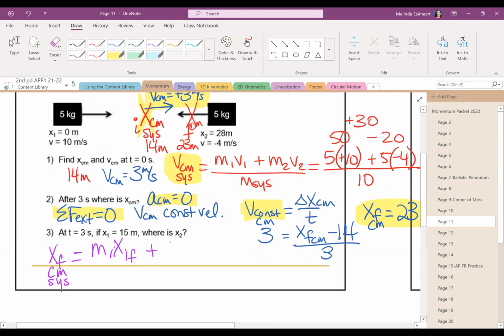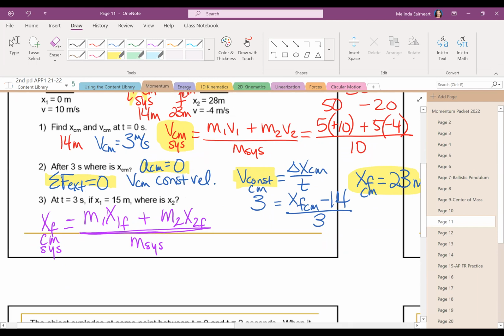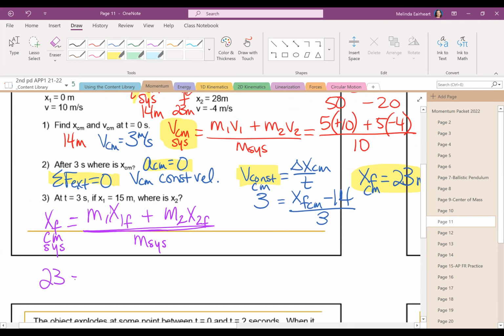And then for the second one, x2 final. And I'm just adding the f's because originally it was technically the initial positions, all over our system mass. And so now we know where your system's final position is. We solved for that up above, and we got what, 23? Is that what we had? So we know it equals 23. 5 is the first mass. They tell us it's going to end at the 15 meter mark.